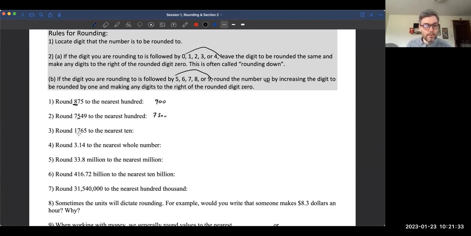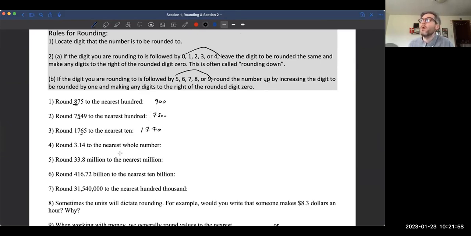Round 1,765 to the nearest 10. Well, 6 is in the tens place. So I look to the next number. That's a 5. That tells me that 6 goes up. Oops, and then I didn't do it. So that'd be a 7. Thank you.